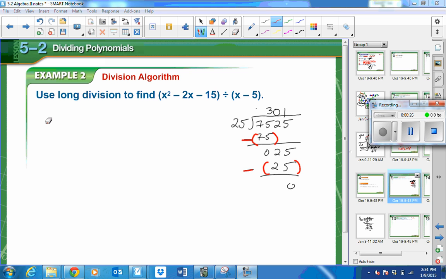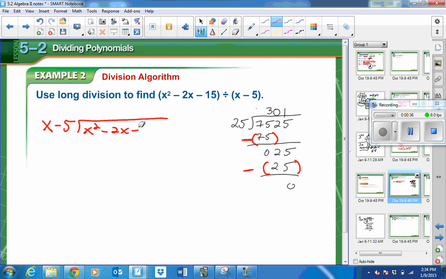minus 5. So we're going to put x minus 5 on the outside of our vinculum, and we're going to put x squared minus 2x minus 15 on the inside. So we're looking at our first term on the outside and our first term on the inside. So how many times will x go into x squared? Or in other words, x times what would give us x squared? And that would be x.